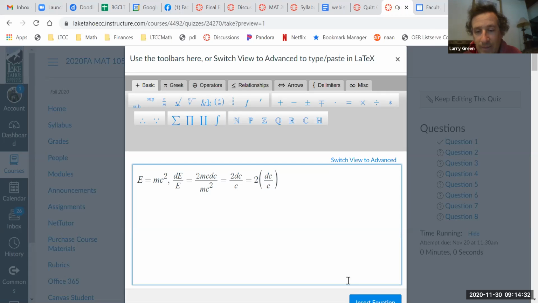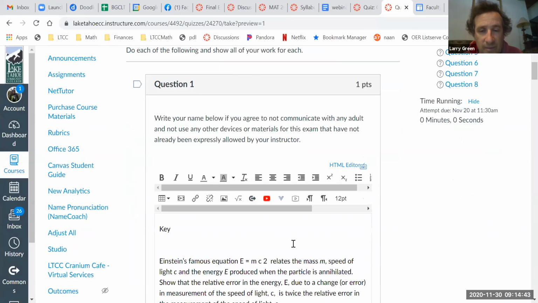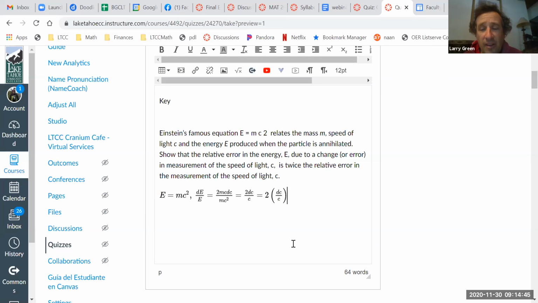That's it. That's the whole problem, because we just did twice the relative error, because the relative error in C is dC over C, just like the relative error in E was dE over E. And that's the whole problem. Any questions on that?